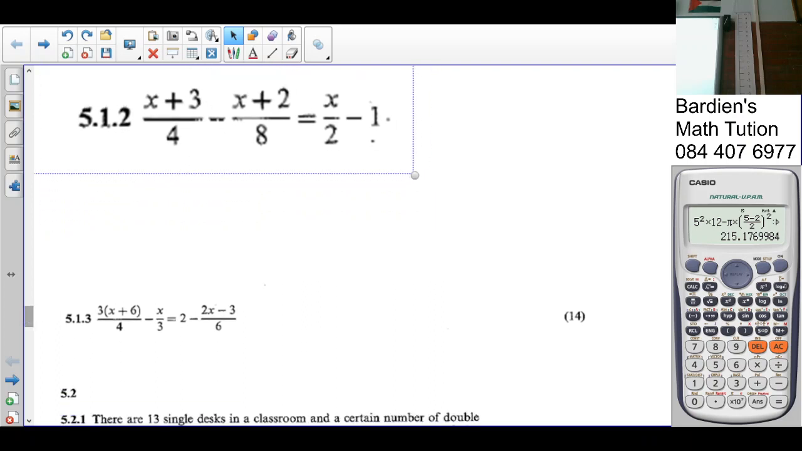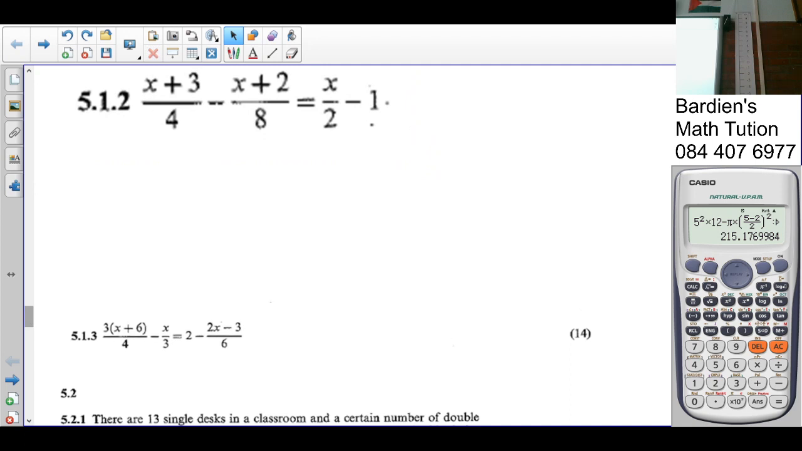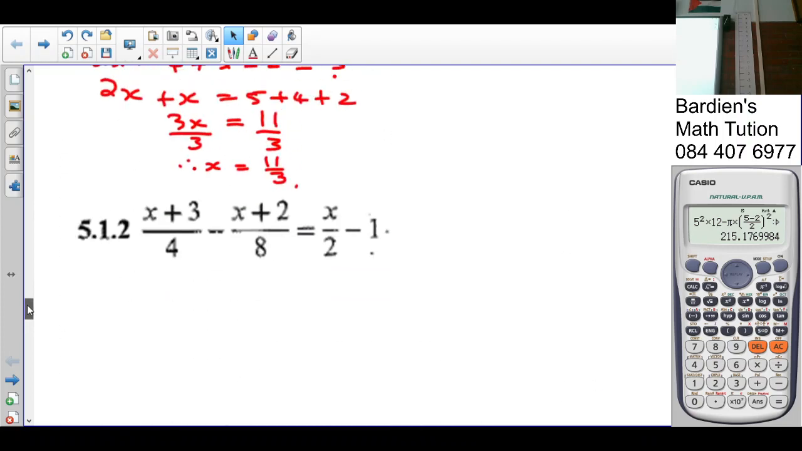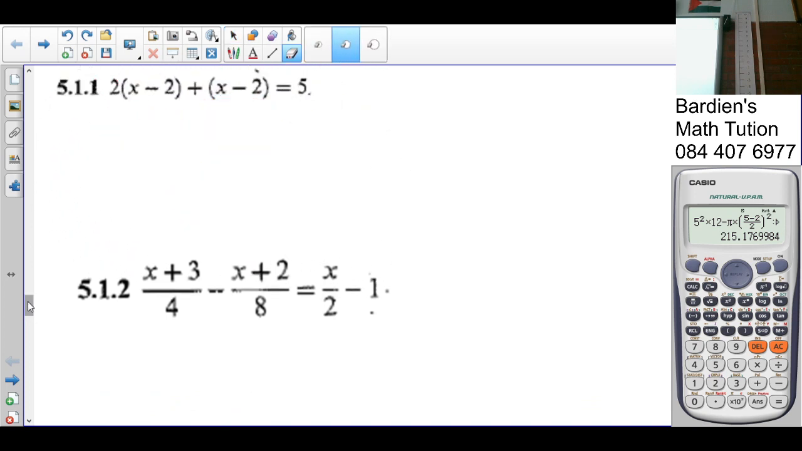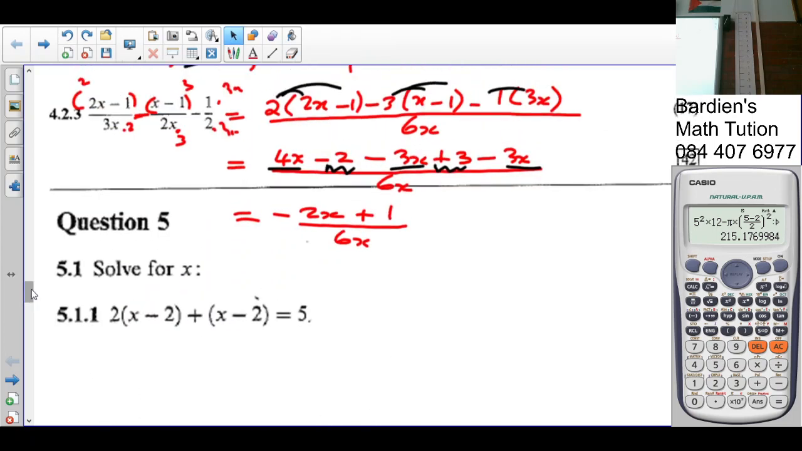So what's your LCM here? 8. You all agree with us? At this point, we're going to drop our LCM. Why? Because we're busy with that equation. In the previous sum, I didn't drop the LCM. If you look here, I kept the LCM. Why? Because we were busy with that expression and not an equation. You see the difference? In an equation, I'll drop the LCM. In the expression, I won't.